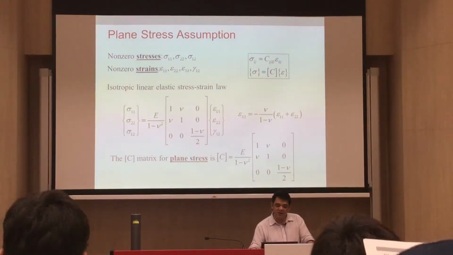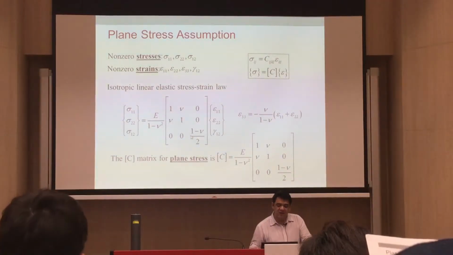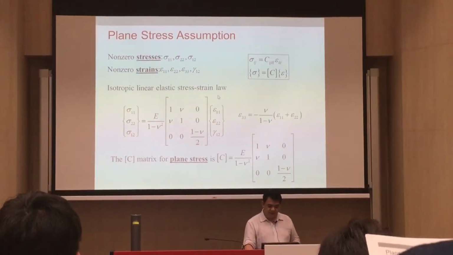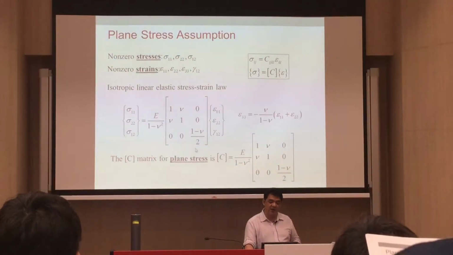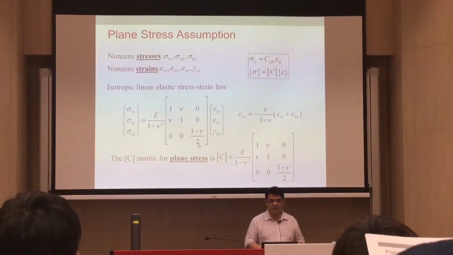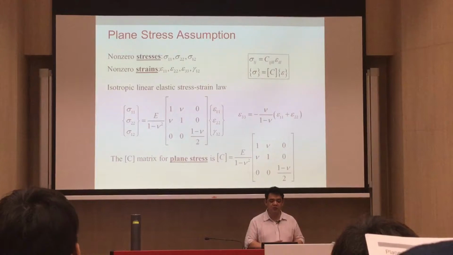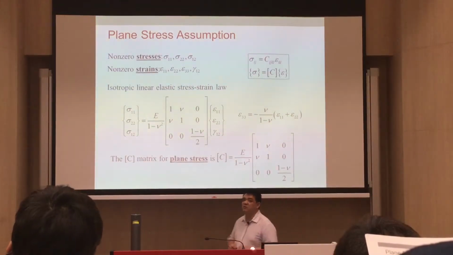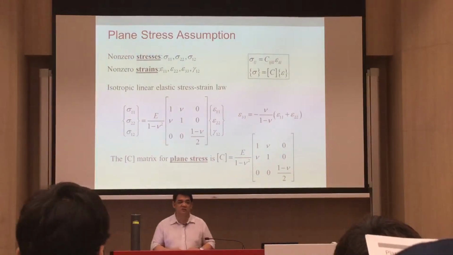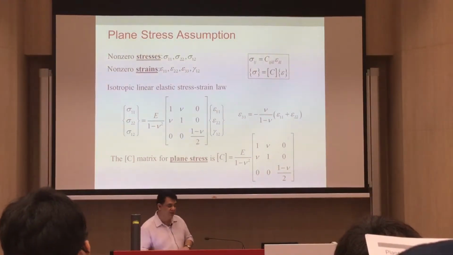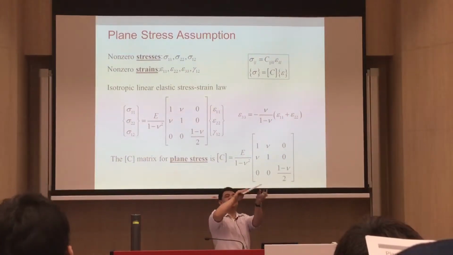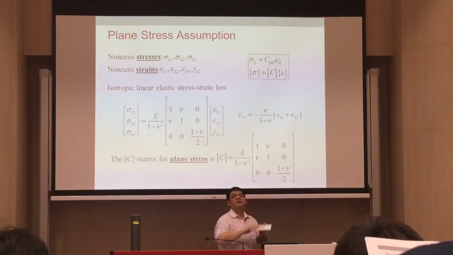So as you can see, this is now reduced from a 6 by 6 matrix. It becomes now a 3 by 3 matrix. So that simply reduces your solution. Plane stress assumption means that one side is much thinner than the other. So the stress acting on this face here will be equal to 0.